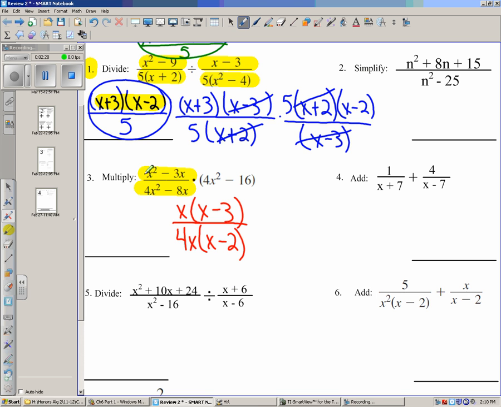When I go to the other fraction, what I'm going to do is realize that these both have perfect square roots. And so this just becomes a difference of squares. So I'm going to factor it as 2x plus 4 and 2x minus 4. And then what I'm going to notice is that in both of these I can take a 2 out.